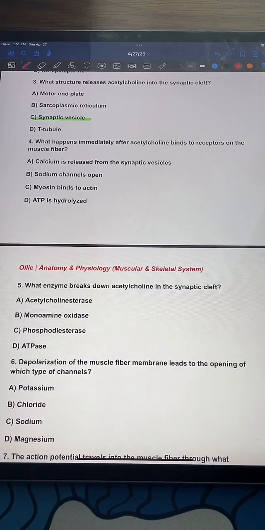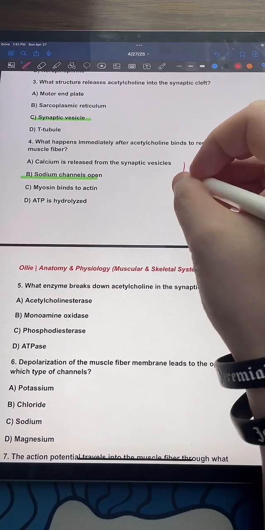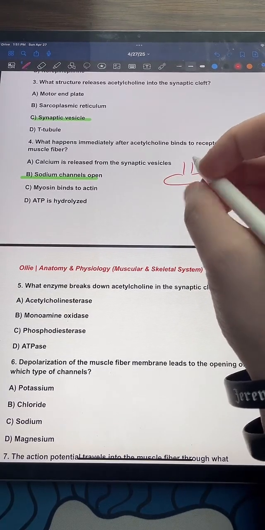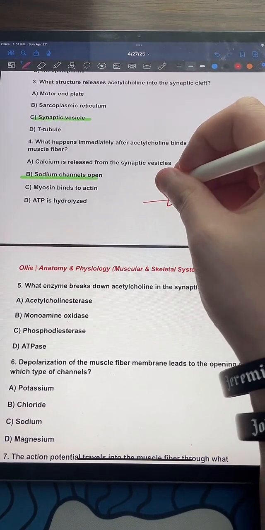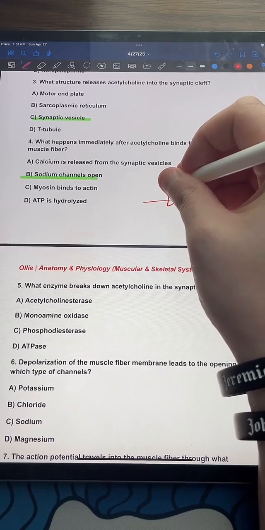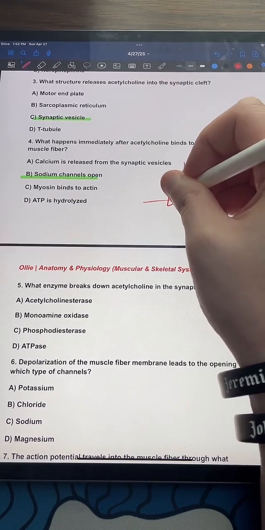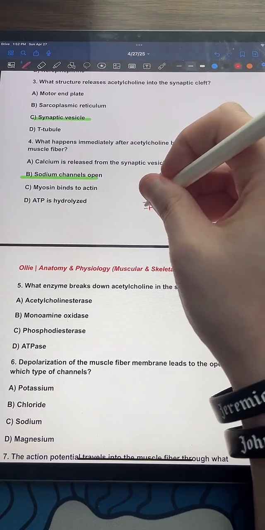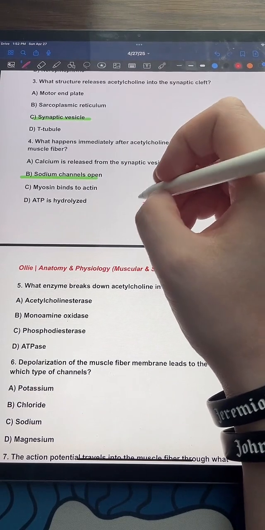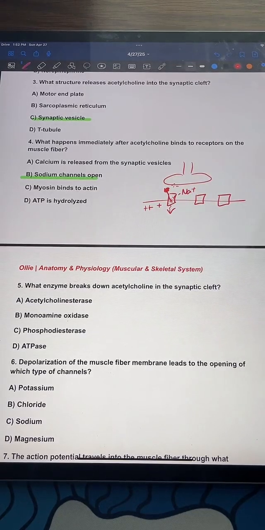Number 4, the answer is B, sodium channels open. So let's talk about what happens at our axon terminal. We have receptors on the muscle cell membrane. Once acetylcholine gets released across and binds to the receptor, these gates open and sodium rushes into the cell. This positive action potential is going to travel to the sarcoplasmic reticulum, which then releases calcium and leads further along to muscle contraction.